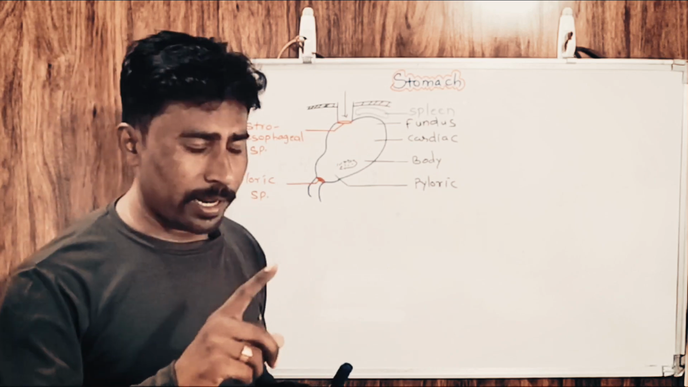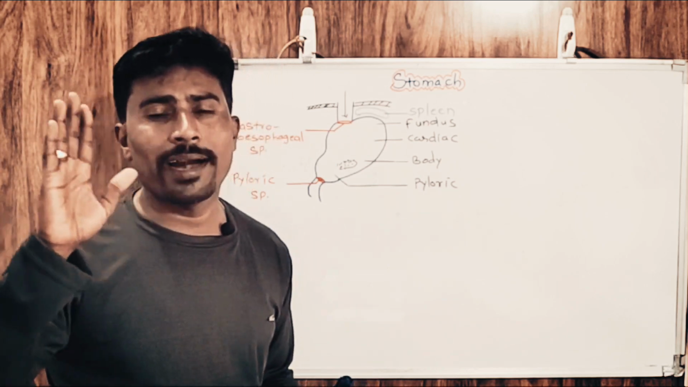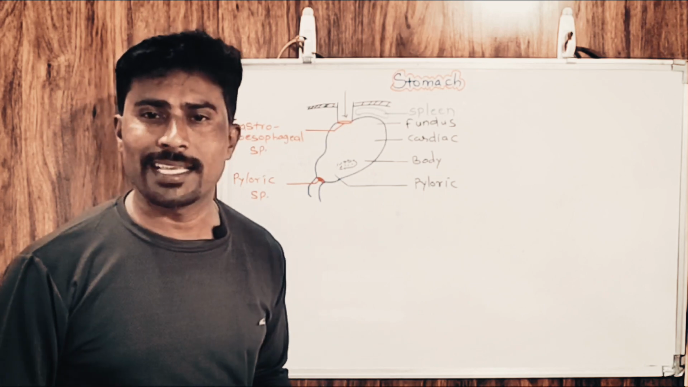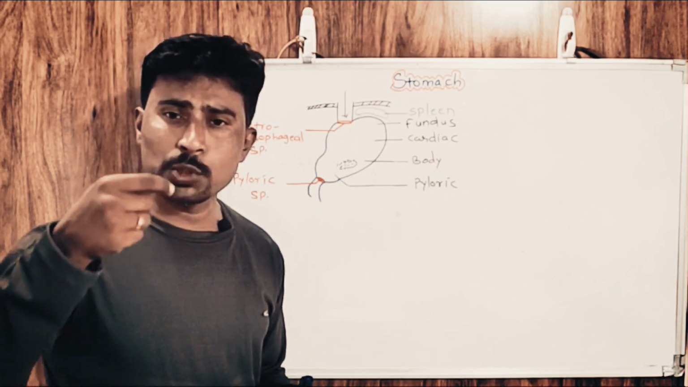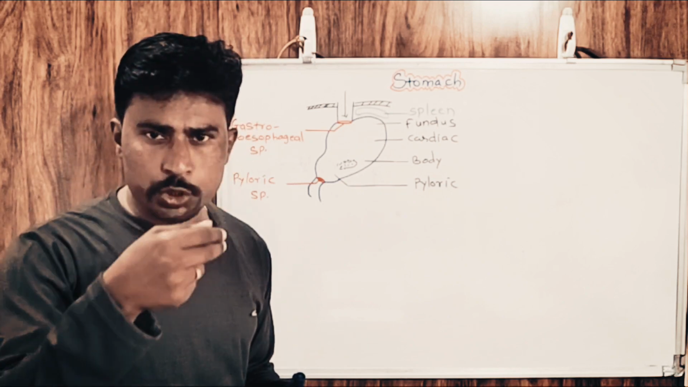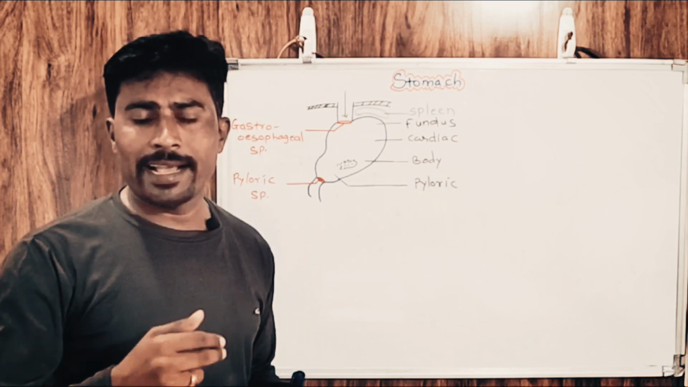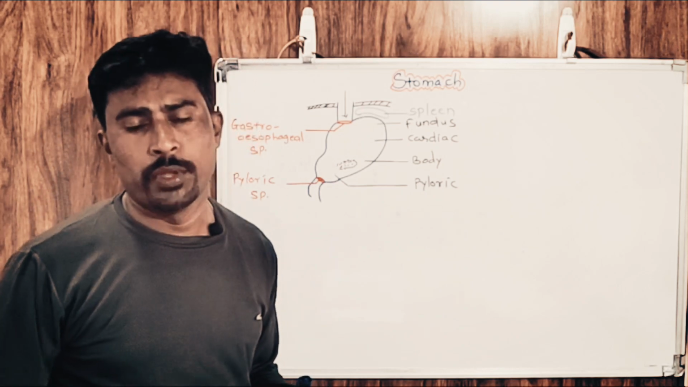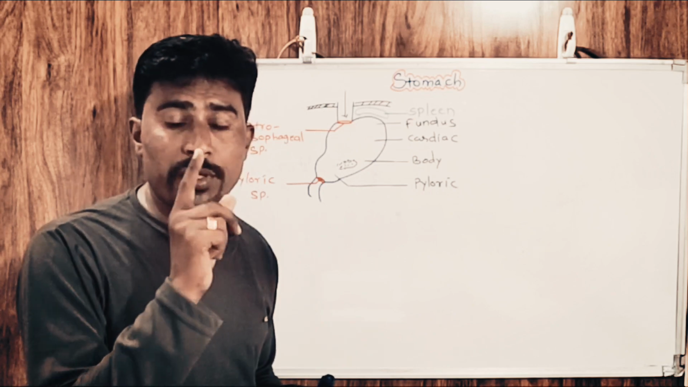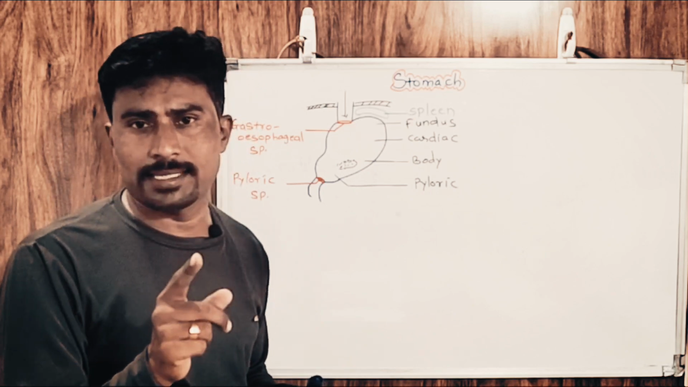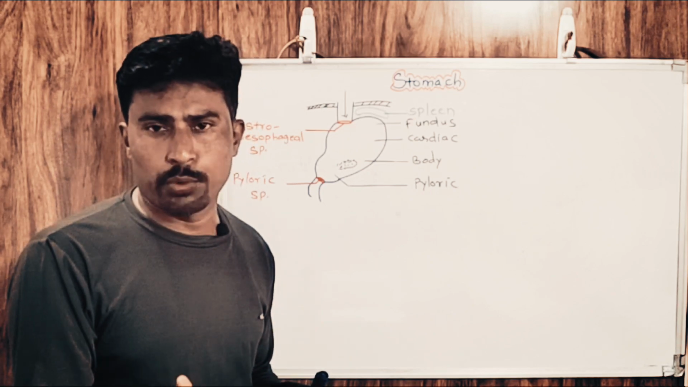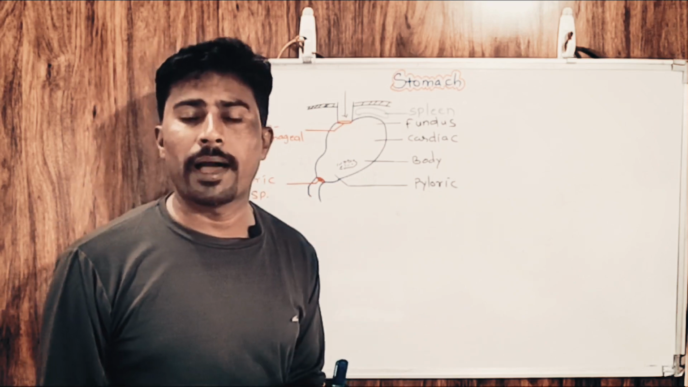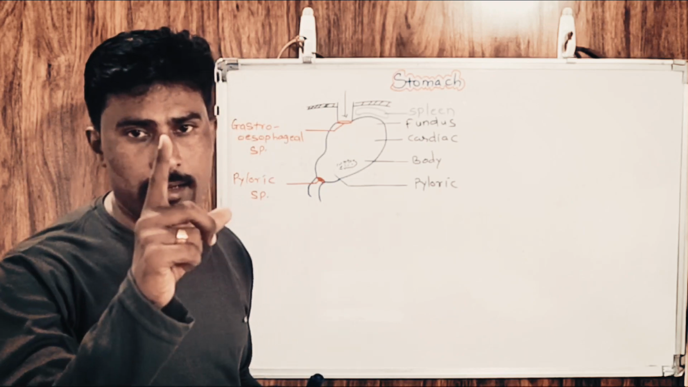I told you there on the outside, whatever layer we have is called the serosa layer. Next to the serosa layer there is the longitudinal muscularis. Next to the longitudinal muscularis there is the circular muscularis. Next to the circular muscularis there is the submucosa layer, which is made of loose connective tissue, and next to that is the mucosa layer, which is made of columnar epithelial tissue.